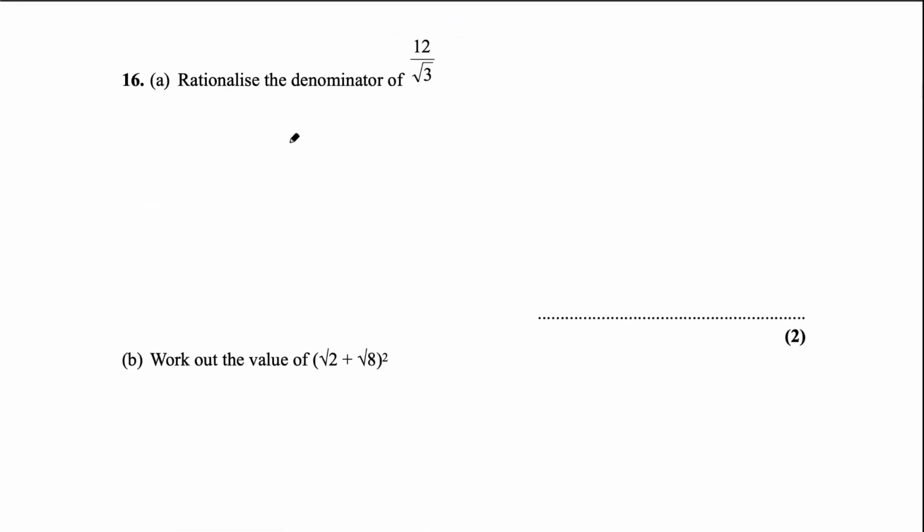Okay, question 16. Another rationalizing denominator. Multiplied by that surd on the bottom line. And then see if you can simplify anything further. So 12 root 3 divided by root 3 times root 3 is 3. Then you can do 12 divided by 3, which would be 4 root 3.